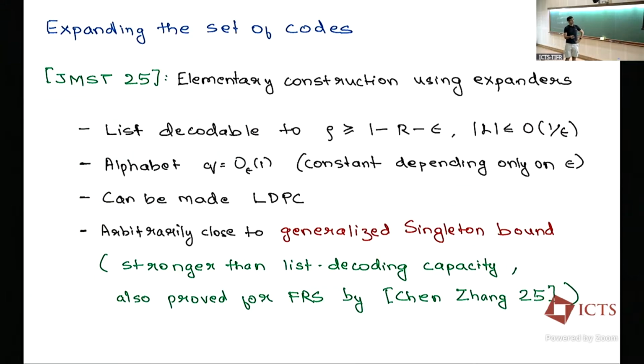The list size is also asymptotically optimal. The alphabet is now a constant. It depends on epsilon, but not on n. It can also be made LDPC and so on. It's a flexible construction. And in fact, we get something even stronger than the list size bound. It's arbitrarily close to what is called the generalized Singleton bound, which I'll describe in a minute. And this was also proved for folded Reed-Solomon codes in this recent paper of Chen and Zhang that I mentioned. So there's something a bit stronger than the optimal list size of 1 over epsilon. Okay, any questions about the result, modulo the generalized Singleton thing, which I'll mention?